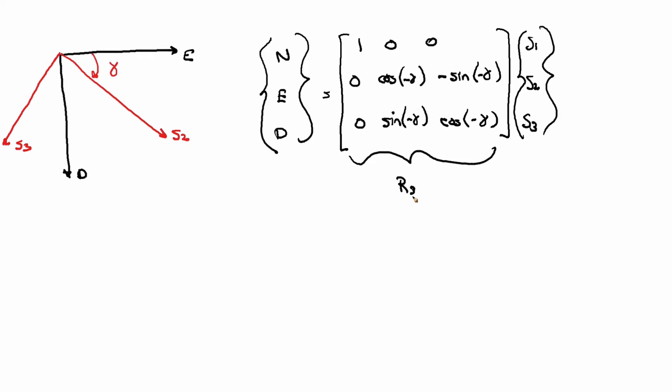All right. So then our total rotation matrix, which we're going to call RG, right? RG for geographic. This is going to be the complete rotation matrix that for any arbitrary alpha, beta, and gamma takes any arbitrary S1, S2, S3 directions and rotates them into the geographic frame. And so that's going to be equal to R3 times R2 times R1.